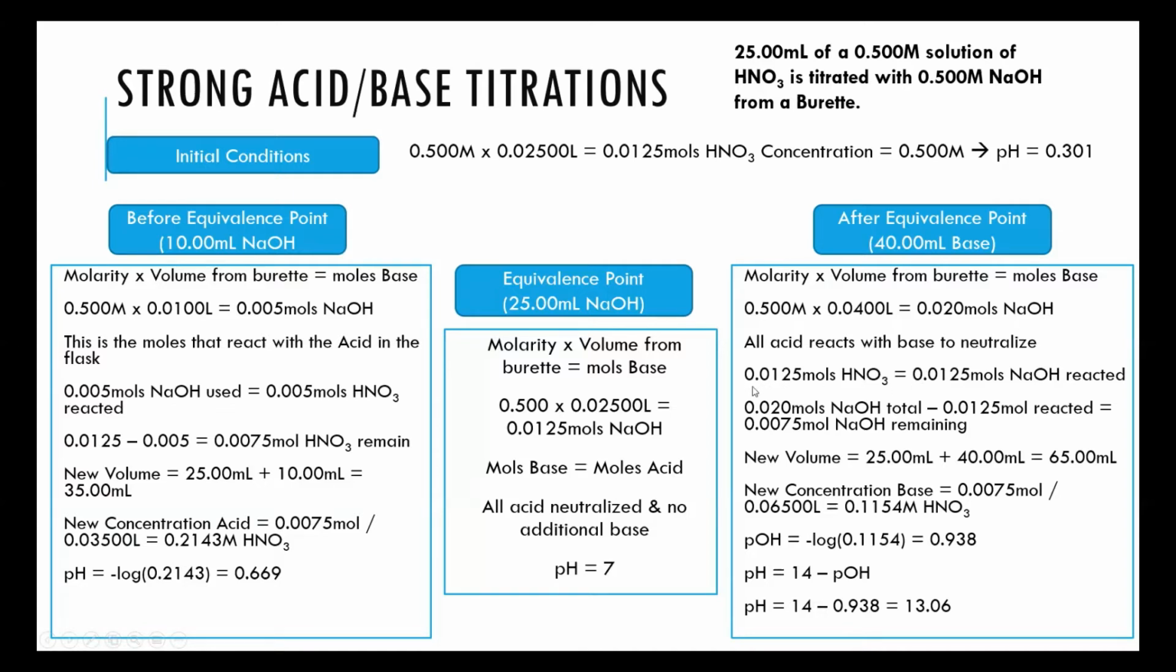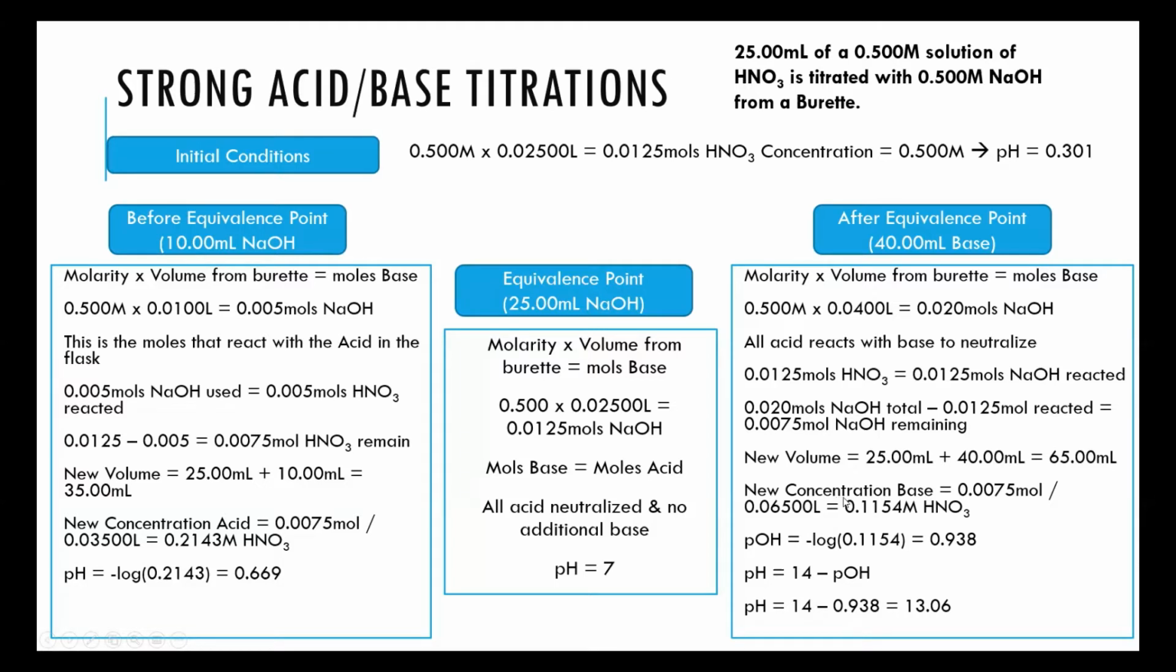There was 0.0125 moles of the nitric acid, and that had to react with the stoichiometric amount of the sodium hydroxide. So by subtracting the two, this amount has reacted and you are left with 0.0075 moles of sodium hydroxide in that solution and a new volume of 65 milliliters. The 25 initially plus the 40 that was added, so the new volume.